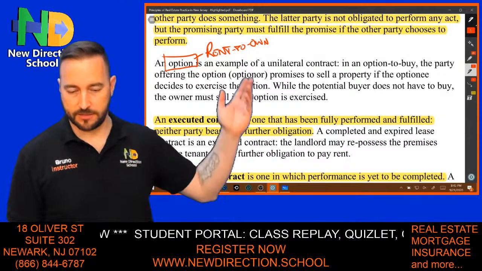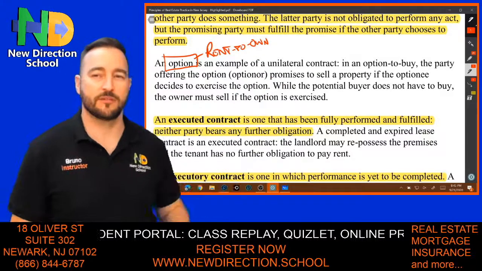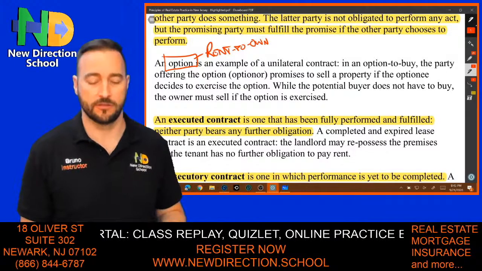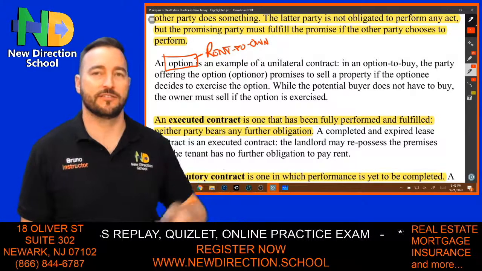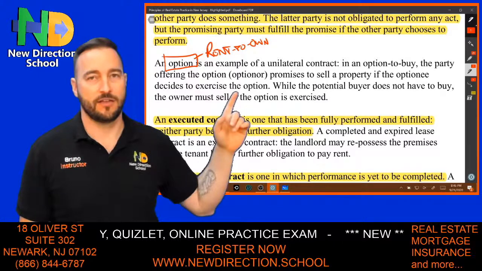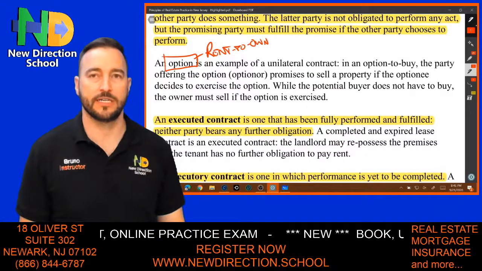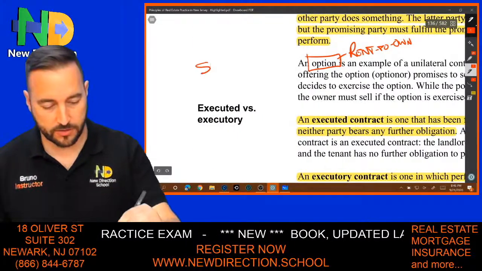That's what it says here. The party offering the option, or the optionor, promises to sell the property. So the seller or landlord, temporary landlord, if the optionee, which is the buyer, decides to exercise that option. While the potential buyer does not have to buy, the owner or the seller must sell if the option is exercised.